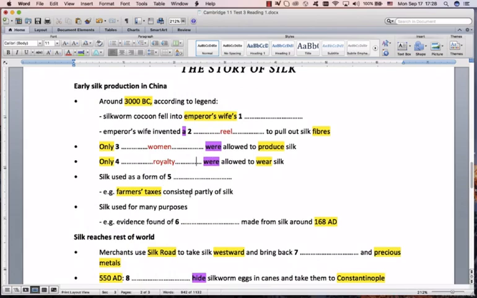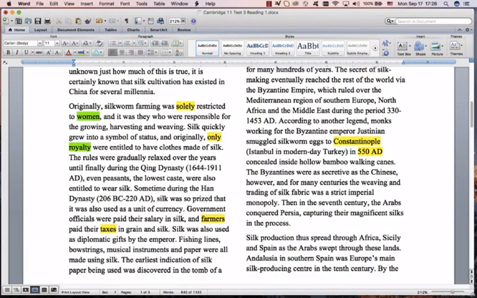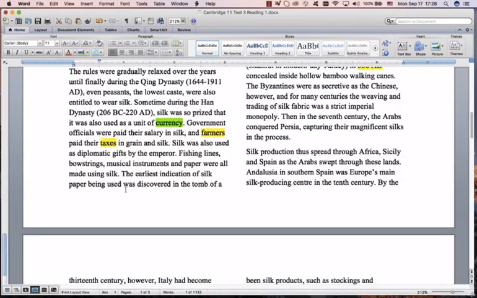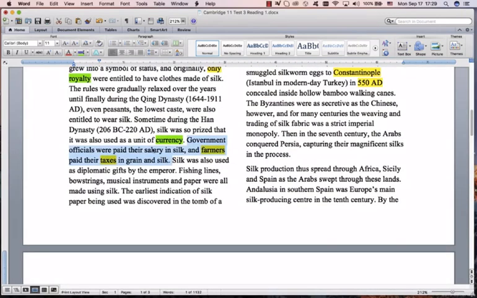Silk as a form of, let's find the taxes. So remember the taxes, remember that the taxes is an example. So this is probably an example of what? Something in the previous sentence. Silk was so prized that it was also used as a form, unit of, and there's our answer, end of the sentence. For example, government workers were paid their salary and farmers paid their taxes. Currency means money. I think the important thing to note there was this was for example, but they didn't mention for example. You needed to recognize that this sentence was an example sentence of the previous sentence.